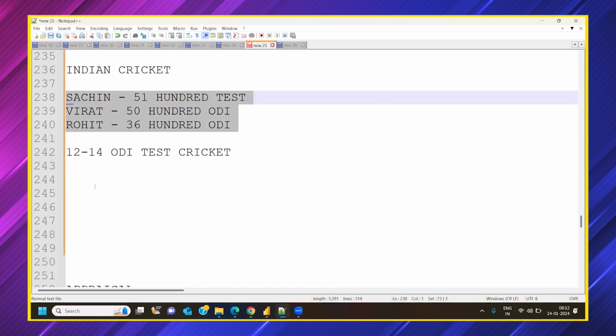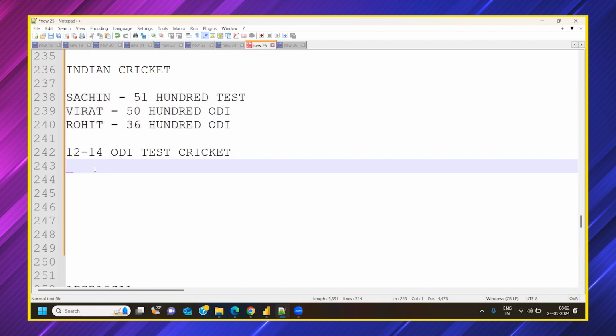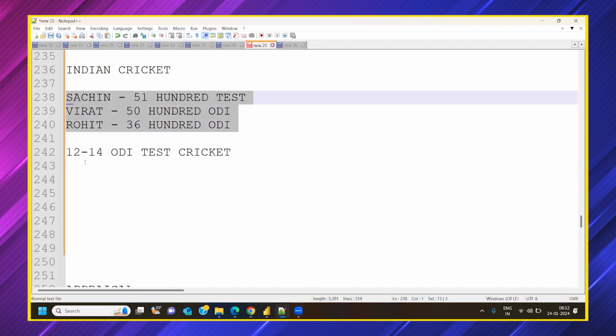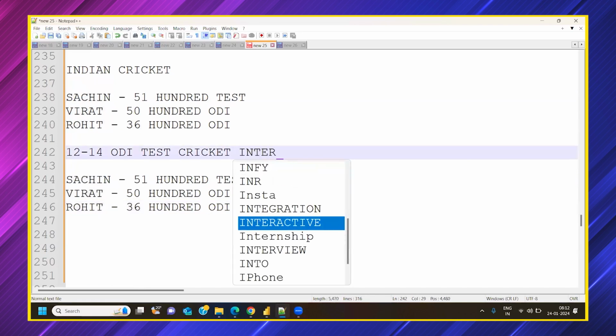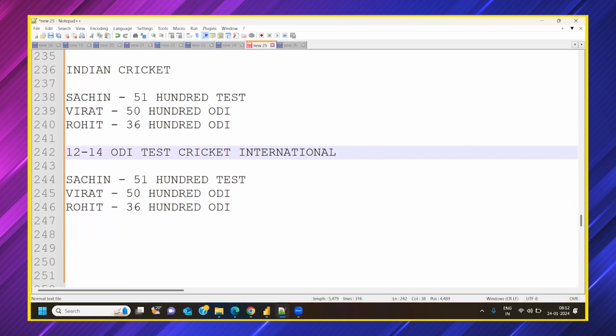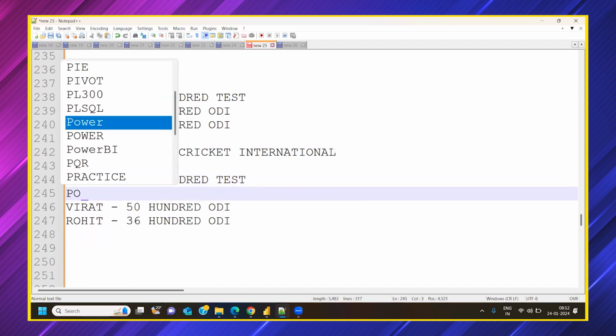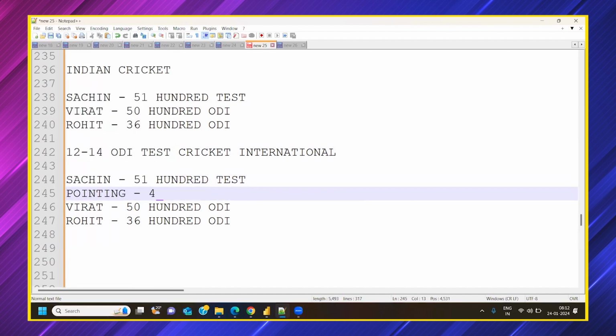Maybe Ricky Ponting from Australia, and we have Jacques Kallis from South Africa. There are many other players who are also in the list. Similarly, if I take these three players' names, I'll paste them here. Now, this is for international level, and international level means comparison with all the cricket teams. Somewhere you'll get Ricky Ponting's name also. He has around 35 to 40 hundreds, I'm not sure of the exact count.